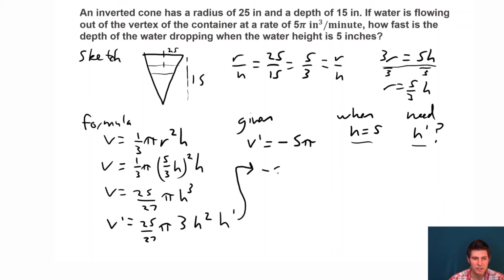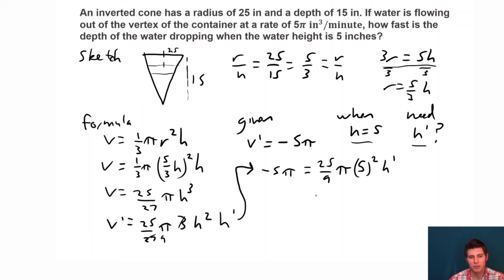V prime is negative 5 pi. Now 25 times 27 times this 3. The 3 is going to reduce with the 27 to make it a 9. So we have 25/9 pi. And then the h we know is 5 squared. And then h prime is what we're solving for. So I just plugged in for stuff in this formula right here.